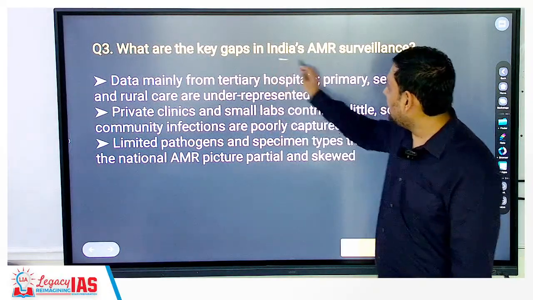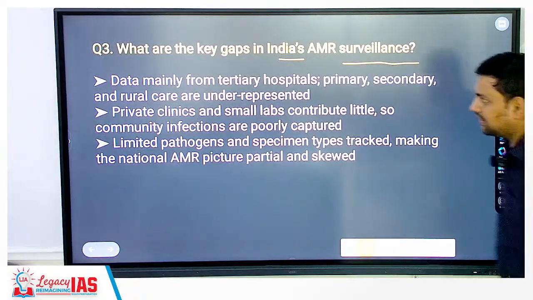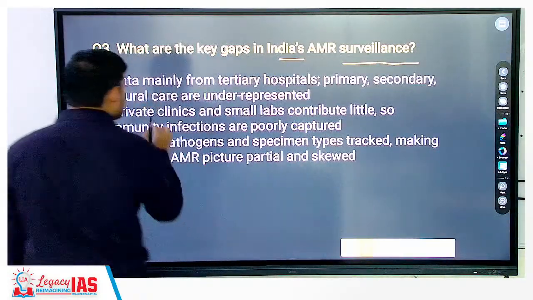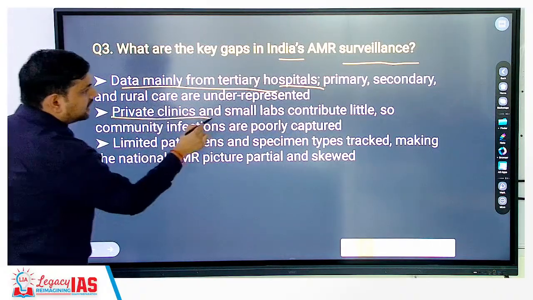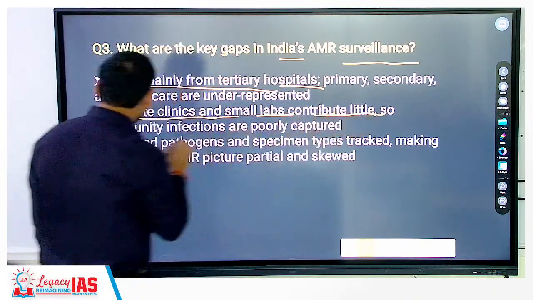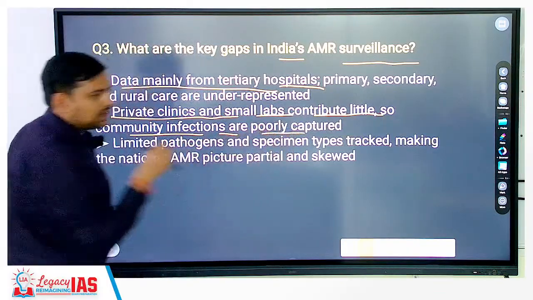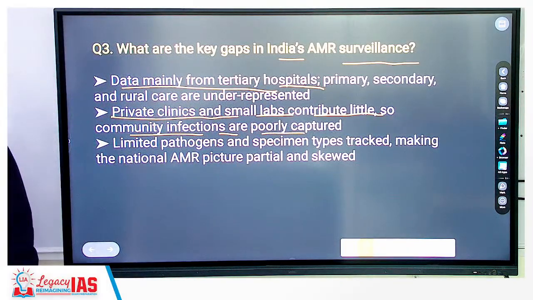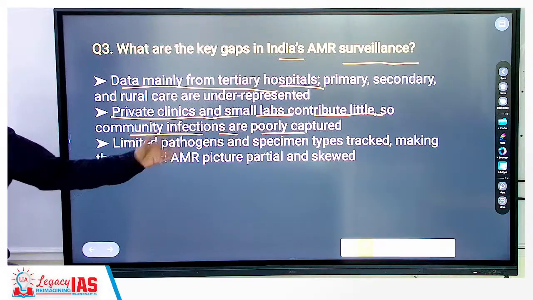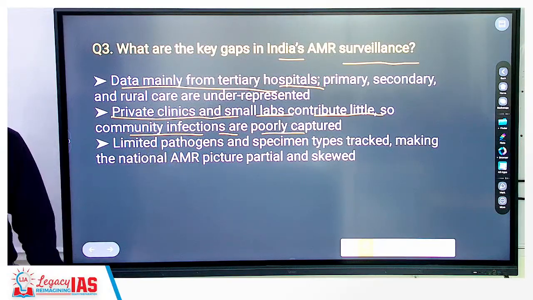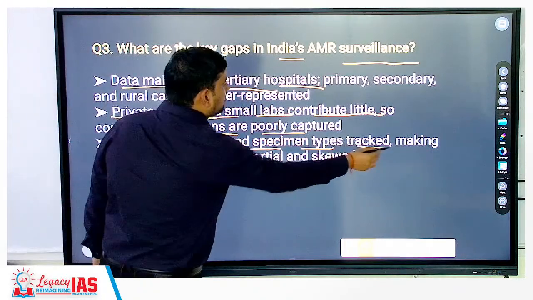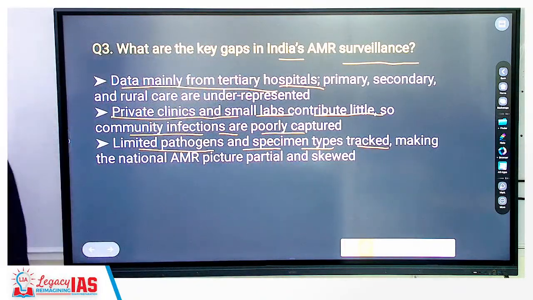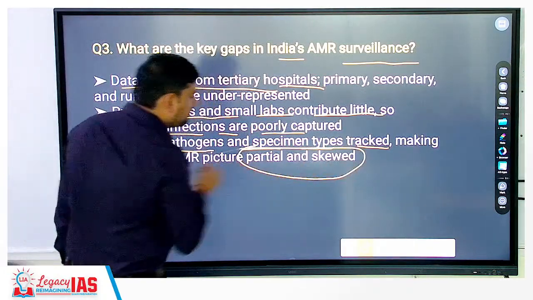What are the key gaps in India's AMR surveillance? First, data is mainly from tertiary hospitals. Second, private clinics and small labs contribute little, so community infections are poorly captured. So for community infections, we still don't know the level of community spread of AMR in India. Then, limited pathogens and specimen types were tracked. So limited pathogens were tested, making the national AMR picture partial and skewed.